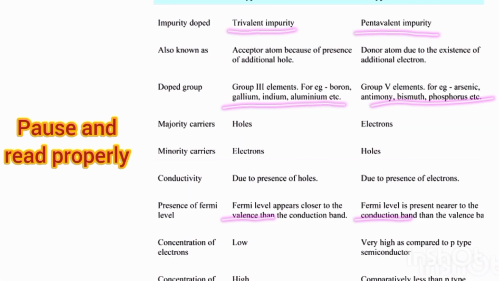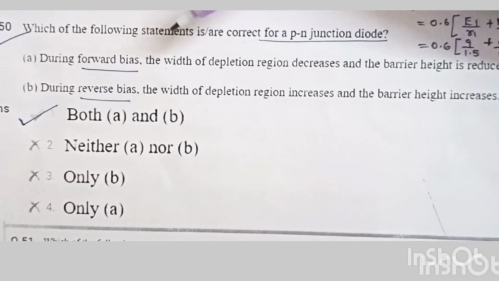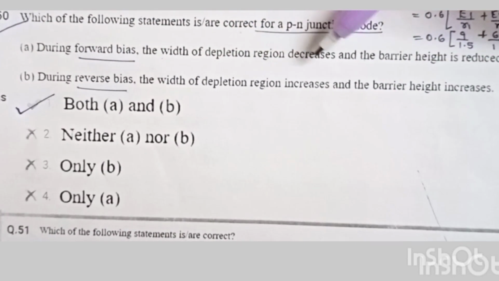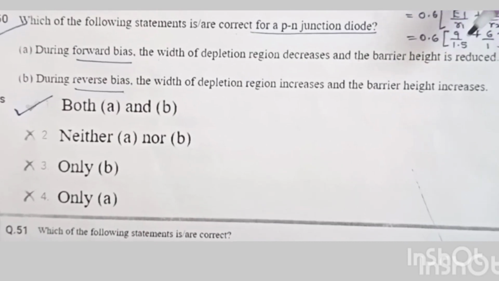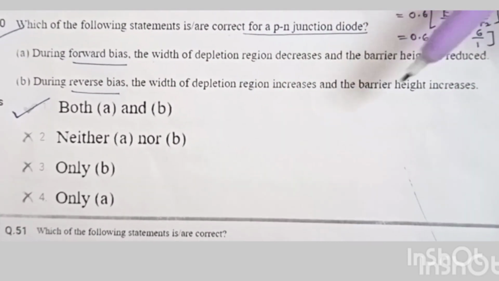Generally from this topic theory questions are asked, so please pause and read all these things. Let us see the question. During forward bias, the width of depletion region decreases and the barrier height is reduced. That statement is correct. And during reverse bias, it is the opposite. So both option A and B.